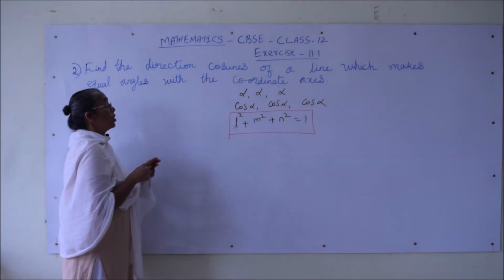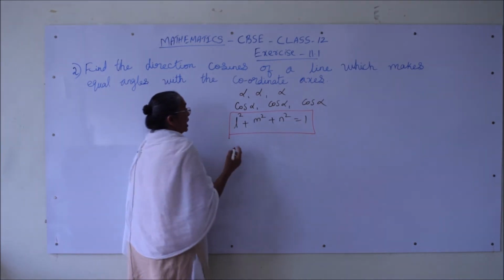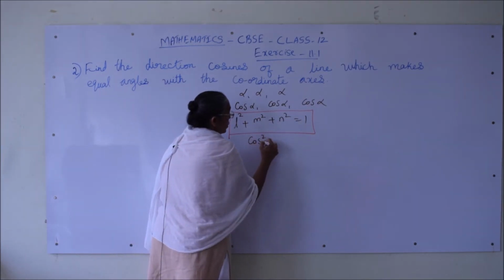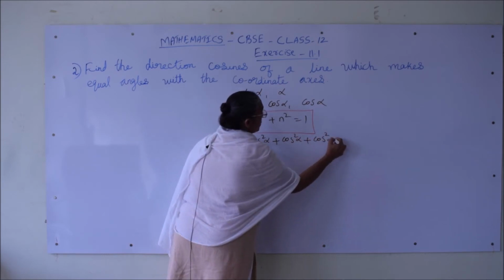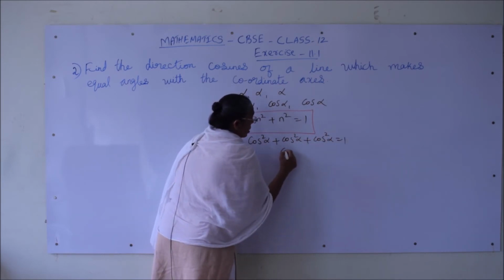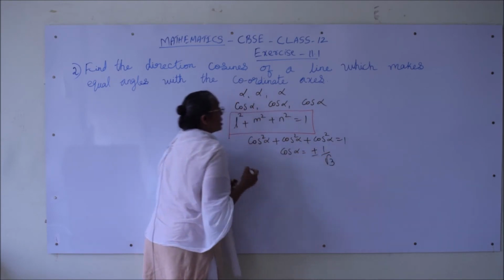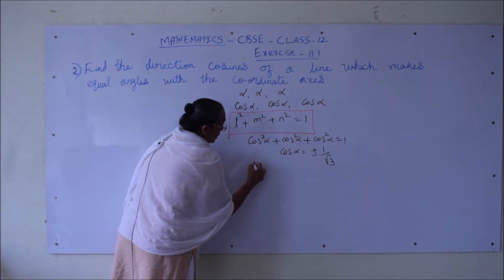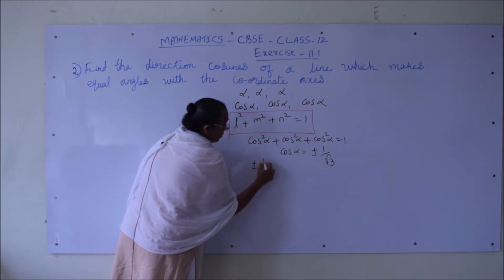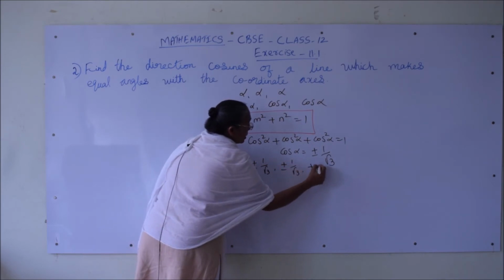So, L square plus M square plus N square is equal to 1. Using this relation we can write cos square alpha plus cos square alpha plus cos square alpha is equal to 1, which implies cos alpha is equal to plus or minus 1 by root 3. Therefore, we have to give the answer as plus or minus 1 by root 3, plus or minus 1 by root 3, plus or minus 1 by root 3.